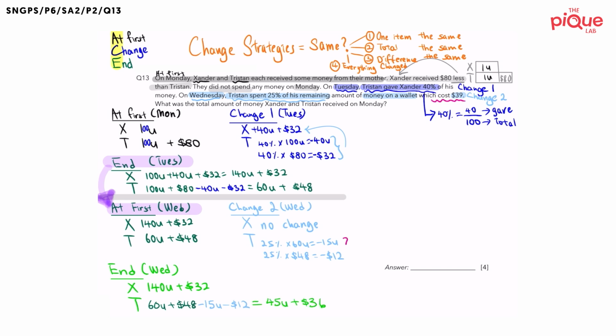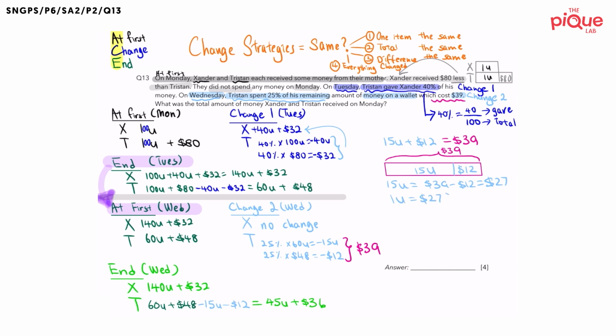We also know that the total amount Tristan spent is the same as the cost of the wallet, which is $39. Let's form an equation for this wallet, whereby 15 units and $12 equates to $39. Using a model, we can see this equation easily. We have a total of $39, and this is made up of 15 units and $12. So to arrive at 15 units, we simply remove $12 from $39. This leaves us with $27. Always find one unit, and we will get $27 divided by 15, we will get $1.80.